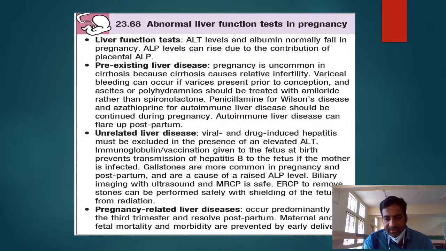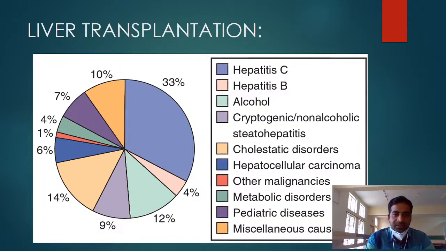Pregnancy-related liver diseases predominantly occur in the third trimester, and they resolve postpartum. Maternal and fetal mortality and morbidity are mainly prevented by early delivery, so you have to deliver the baby in the third trimester.